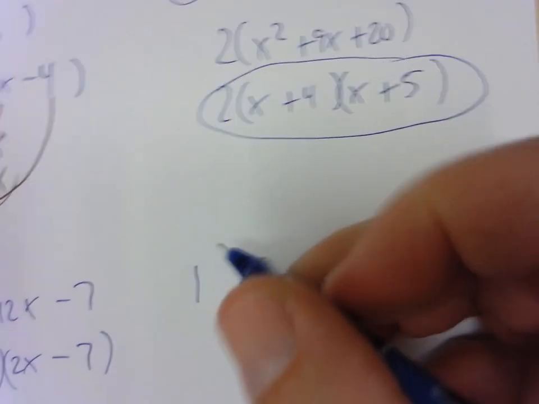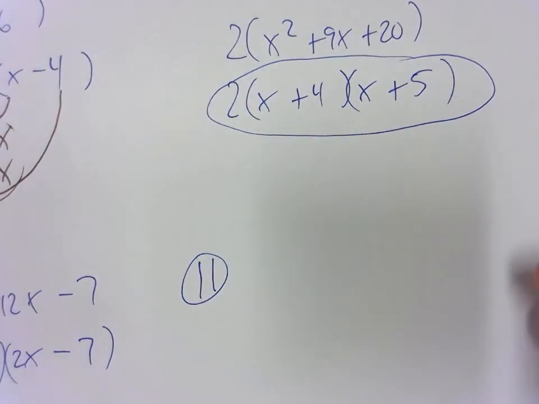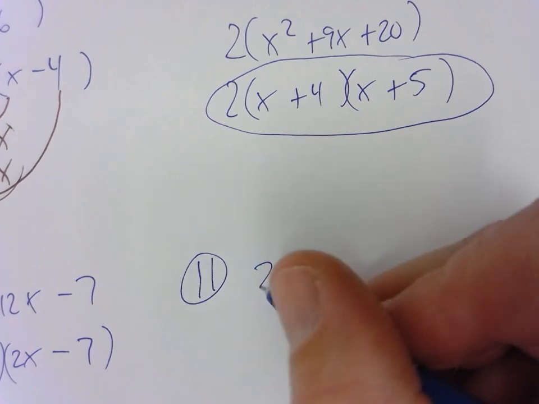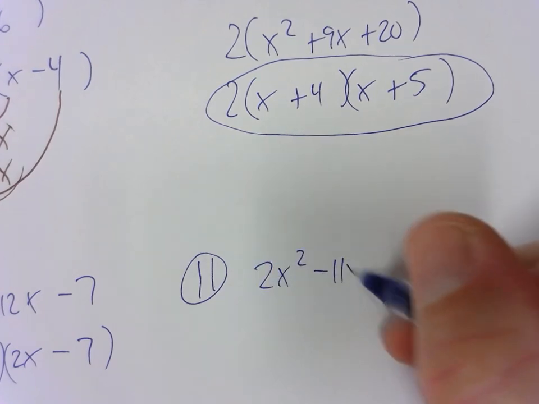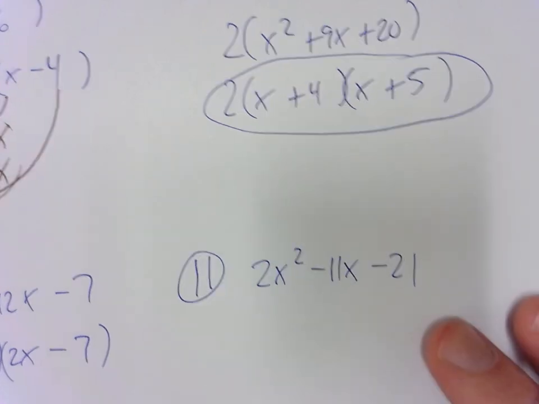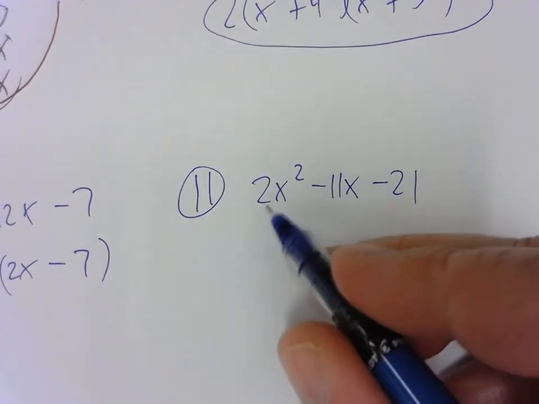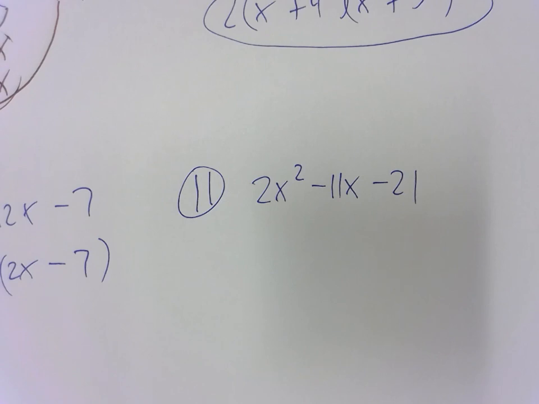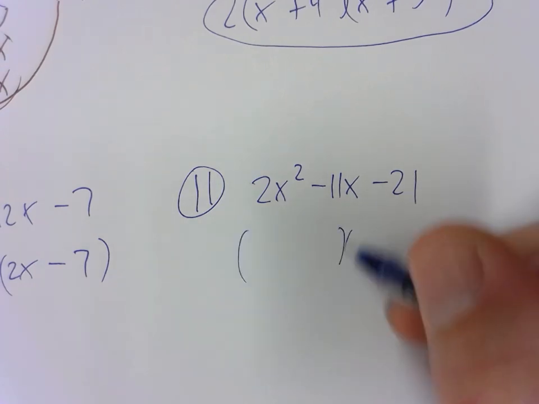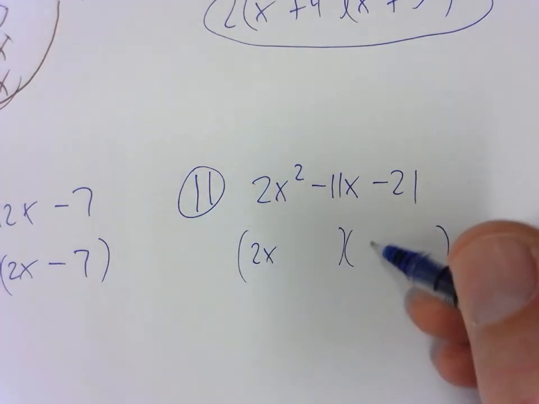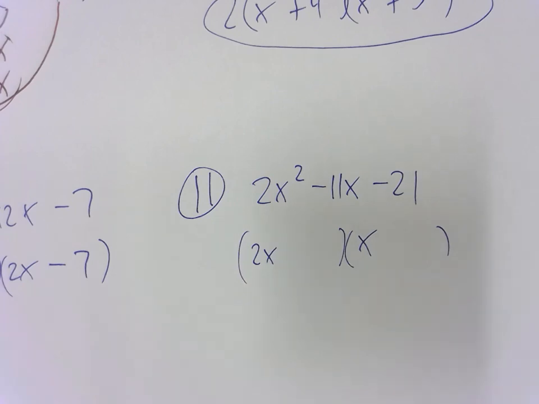Okay, number 11. 2x squared minus 11x minus 21. Let's see. 2 is a prime number, so we know it has to be 2x and x. So let's start off that way. Okay, give it a try.